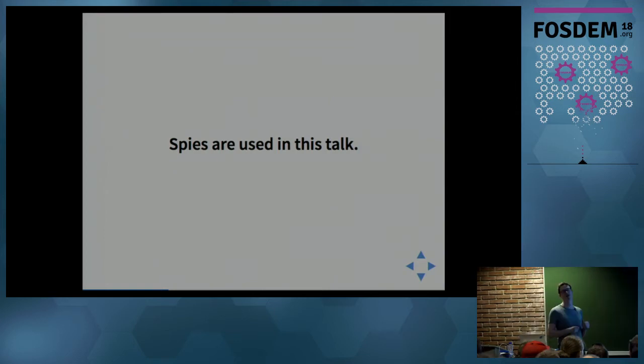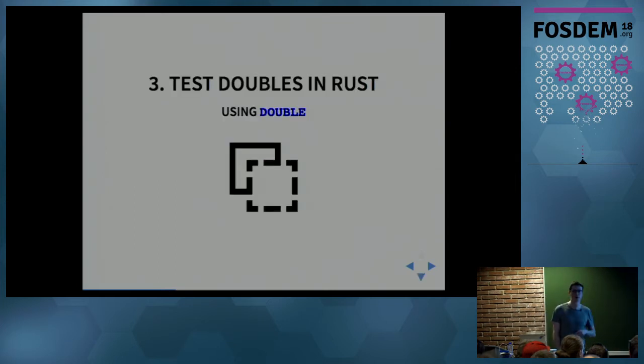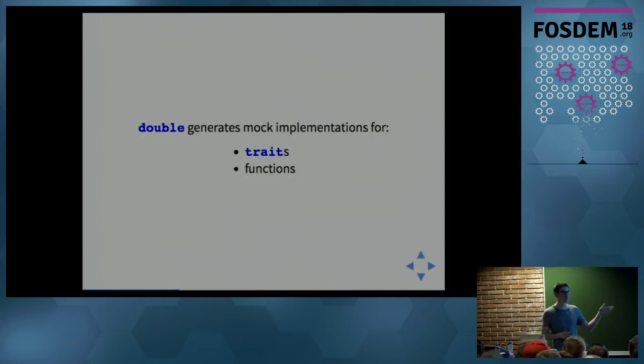And what this is called is behavior verification, which is a style of unit testing. It's a style of writing tests by testing the code by asserting on its interaction with its collaborators or its dependencies. So in Rust, we can generate testables in a variety of ways. Two ways of doing this, with the double crate, for example, is by generating mock implementations of traits and also generating mock functions as well.